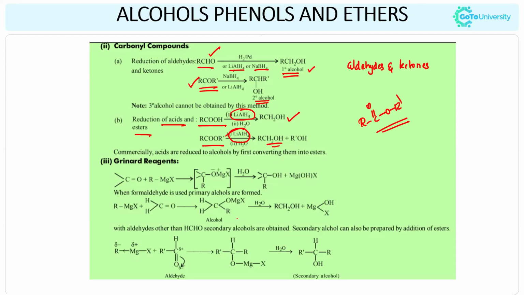So here the thing that you have to remember is, if you want to produce a primary alcohol, use the aldehyde. If you want to produce a secondary alcohol, use the ketones. That is the difference. Now the next is from the Grignard reagents. If you want to prepare the alcohol from the Grignard reagent, we have another method.